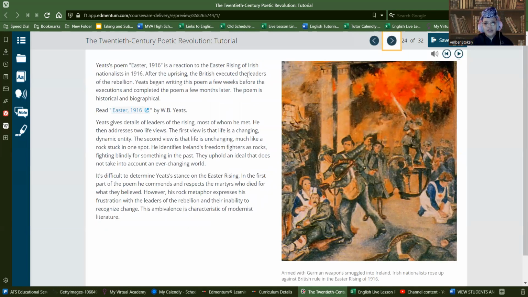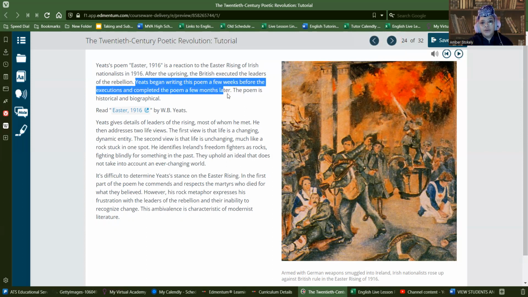So the poem that they give you for the reading selection is Easter 1916. And it's a reaction to the Easter Rising of Irish nationalists in 1916. So basically there was an uprising in Ireland. And after this uprising, the British ended up executing the leaders of the rebellion because of all of the damage that they caused. Yeats began writing this poem a few weeks before the executions and completed the poem a few months later.